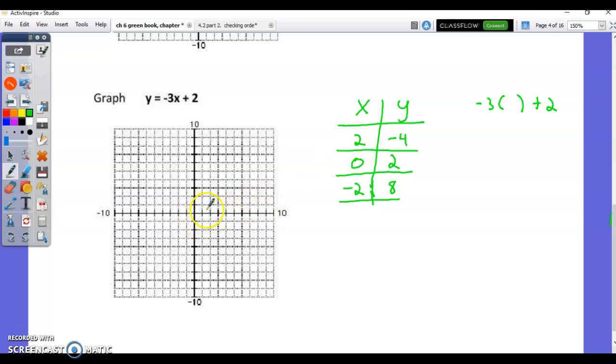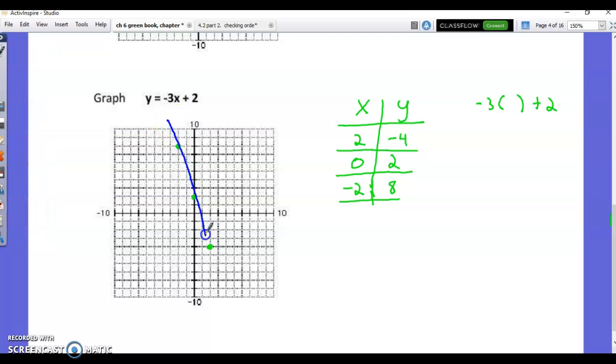So for my x value, for my first one, I have 2, -4. So I go 2, and then down 4, 1, 2, 3, 4, and I put that dot in there. For my second value, I have 0, 2, so I'm not going anywhere, but I go up 2. That would be my second point. For my third point, -2, 8, so -2, and we go up 8. 1, 2, 3, 4, 5, 6, 7, 8, and I put a dot there. All right, so now you can see that they're going in a line. So I can draw a line through those 3 dots to indicate the equation of that line.